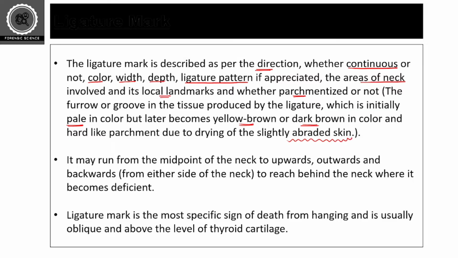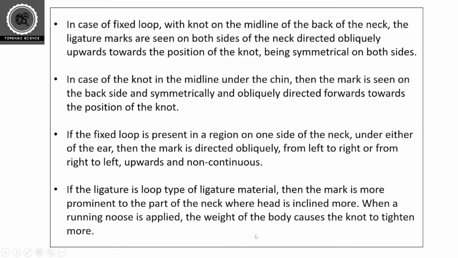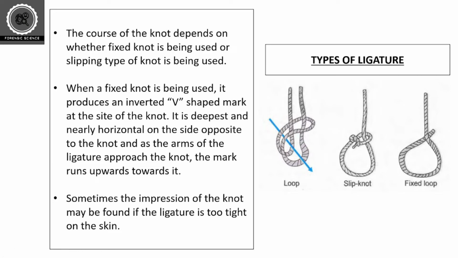Now, it may run from the midpoint of the neck upwards, outwards, and backwards to reach behind the neck, where it becomes deficient. So the ligature mark can start from the midpoint and move upwards, outwards or backwards. Ligature mark is the most specific sign of death in case of hanging, and it is usually oblique and above the level of the thyroid cartilage, around the thyroid cartilage.